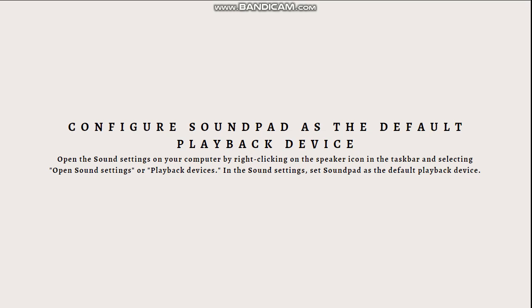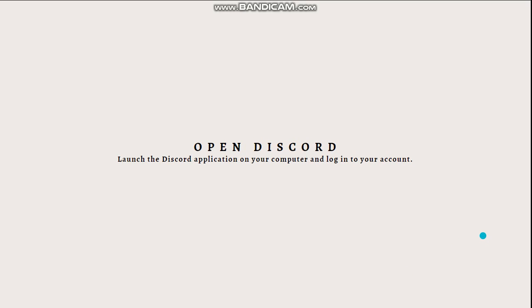So open the sound settings on your computer by right-clicking on the speaker icon in the taskbar and selecting the open sound settings or playback devices. Okay, so in the sound settings, set SoundPad as the default playback device. Next is to open Discord. So you need to launch the Discord application on your computer and log in to your account.